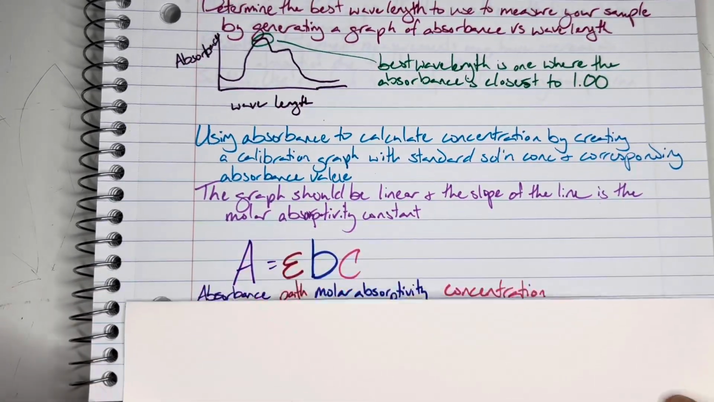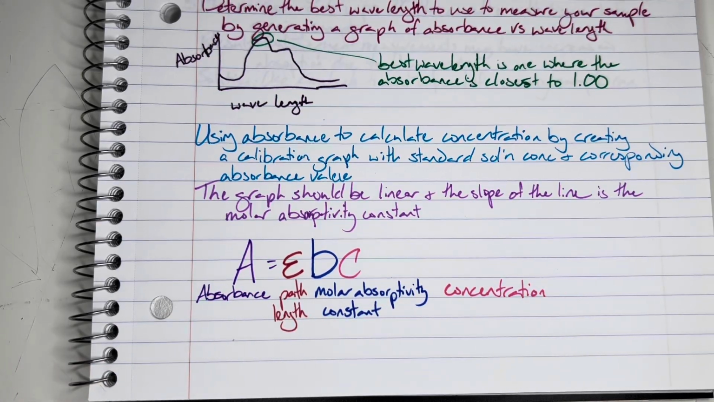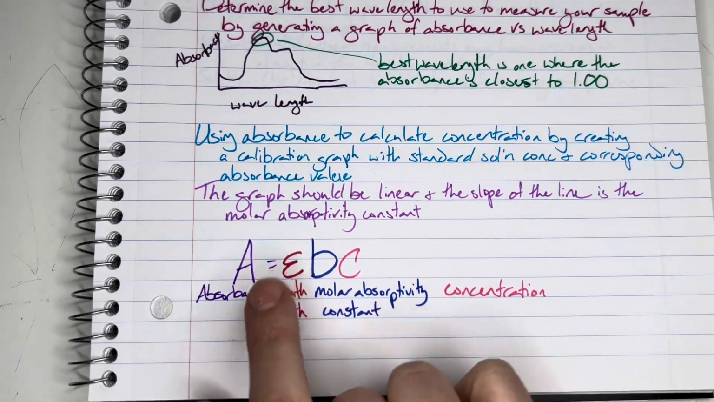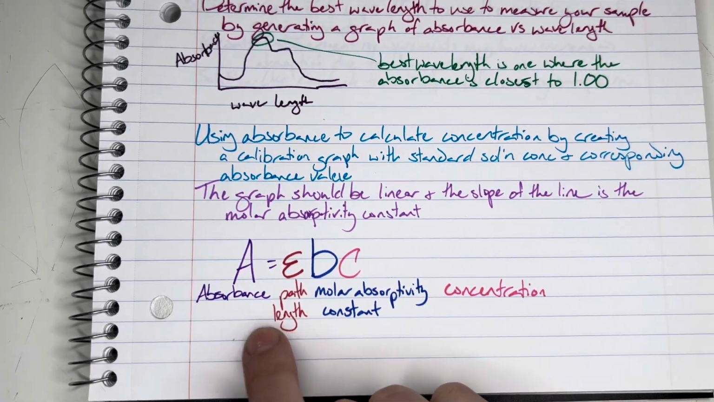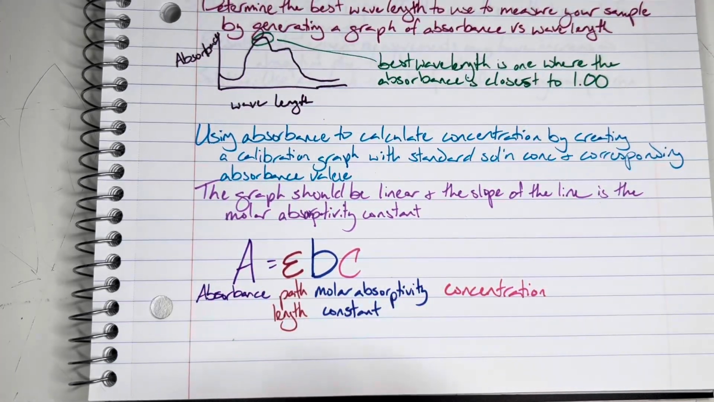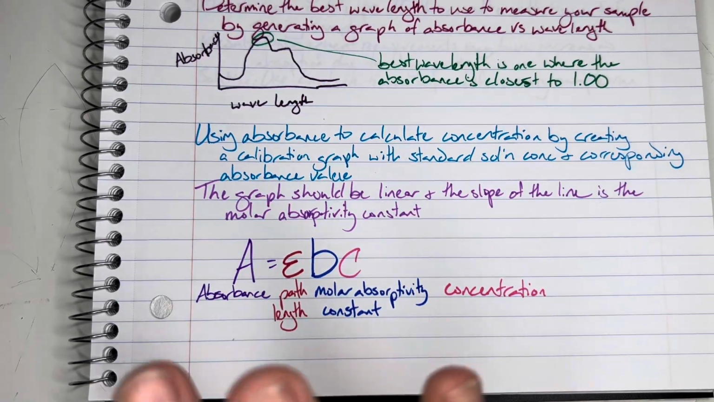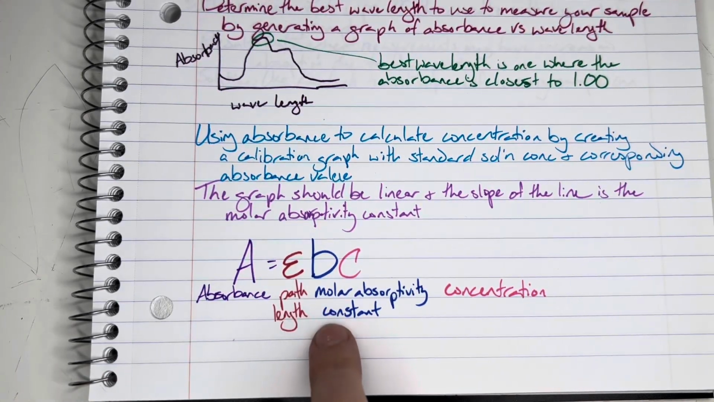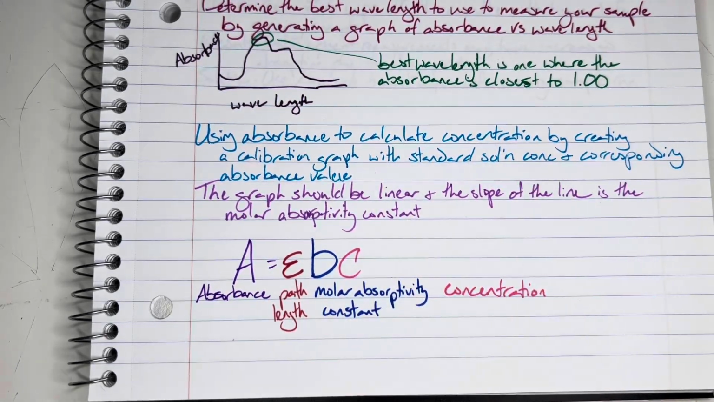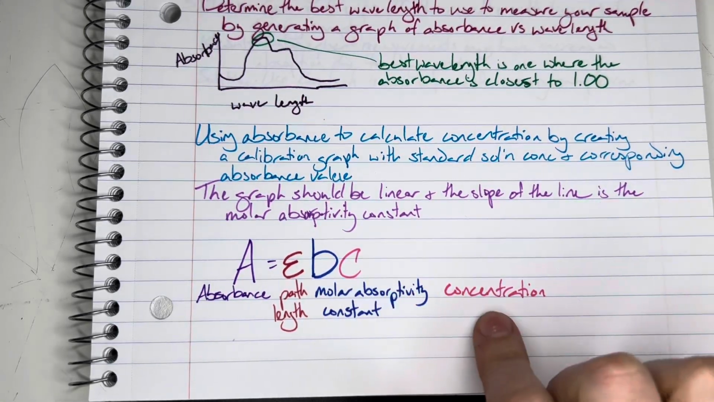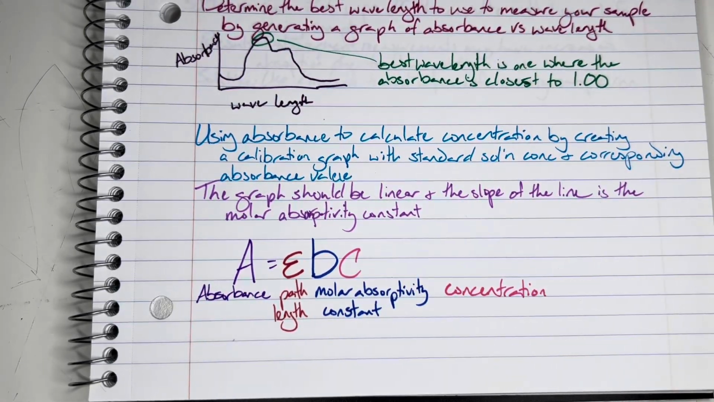constant. This is the Beer-Lambert equation, where A is equal to absorbance. Your epsilon is going to be your path length, which is typically the width of the cuvette, which is what you are putting your solution into. It's typically around a centimeter. B is going to be your molar absorptivity constant, which is your slope from your curve. And then C will be your concentration.